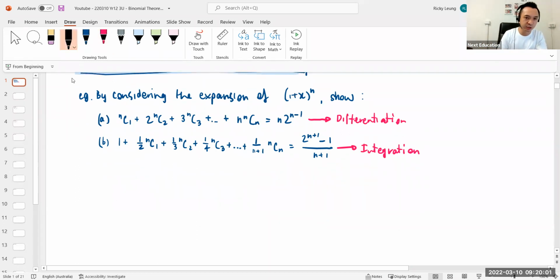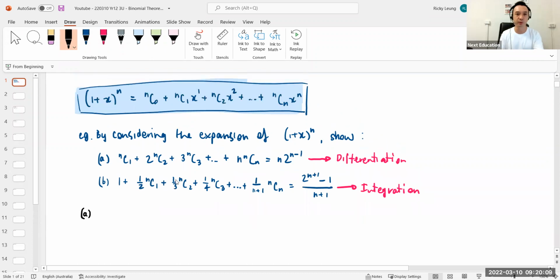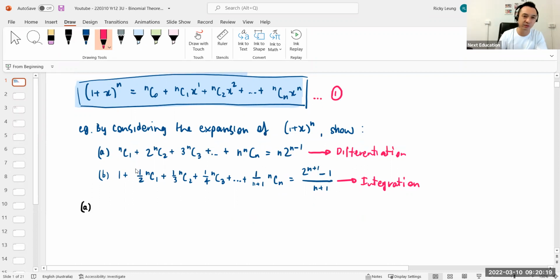So let's do part A. So really easy, right? Once you know, guys. What I'm going to do for both of these questions, I'm going to state that this original expansion of 1 plus x to the power of n, let's call that number 1, because everything stems from there. And I'm going to switch the side, so the 1 plus x to the power of n, I'll put it on the right-hand side. So step 1, differentiate, with respect to x, number 1.